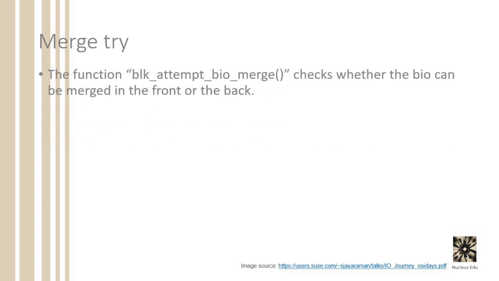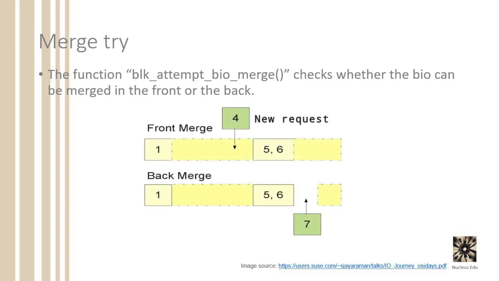So the function block attempt bio merge checks whether the in-flight bio can be merged in the front or the back of the request. Now that request could have been coming from the plug MQ or the software queue. We're going to see that next, but checking whether it can be merged in the front or back of the request means that it's going to look a little bit like this. So let's suppose the new request is 4, whether it's on the front side or in the back side, it has to exactly fit with that border of the already existing request.